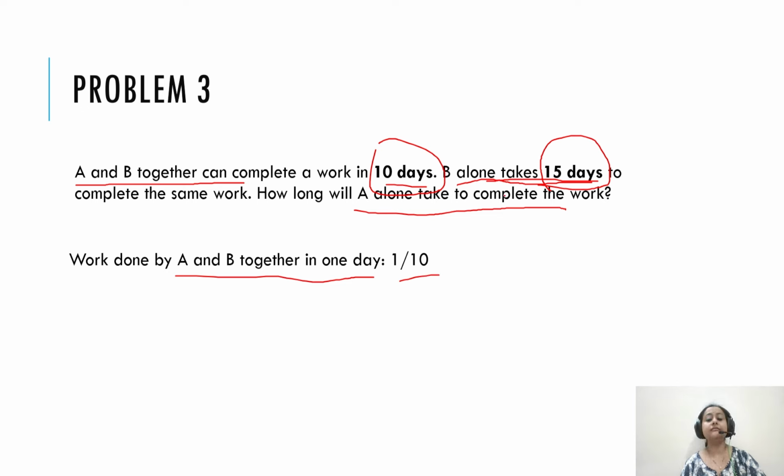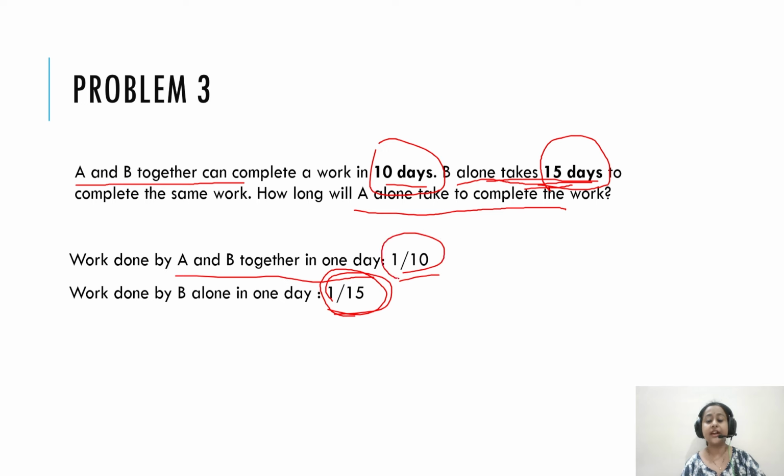Since B alone can complete the work in 15 days, B's efficiency rate, or what B can complete in one day, is 1 by 15 of the whole work. Okay, so these two are very simple. Now if we subtract this from this, we are basically doing A plus B minus B, right? B and B will cancel out, and you will be left with only A.